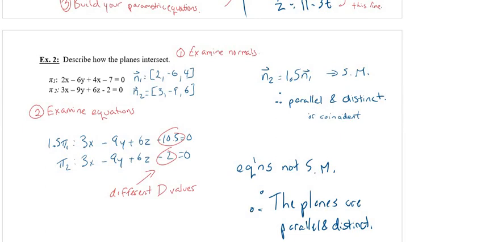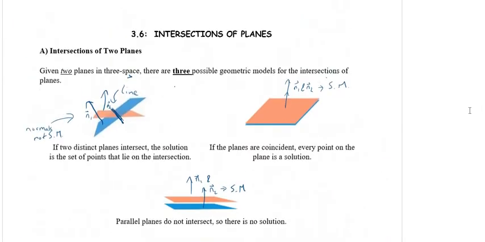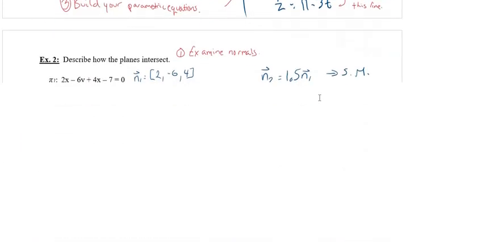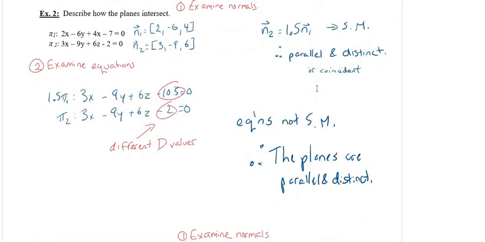So in this case, now we know, looking back at our options here, it can't be option 1, it has to be option 2 or option 3. They have to be parallel in some way, shape, or form, either coincident or parallel and distinct. So I've just written that down below. So we're going to write, therefore, parallel and distinct or coincident. Now that we know that, we're going to try and figure out which one it is.